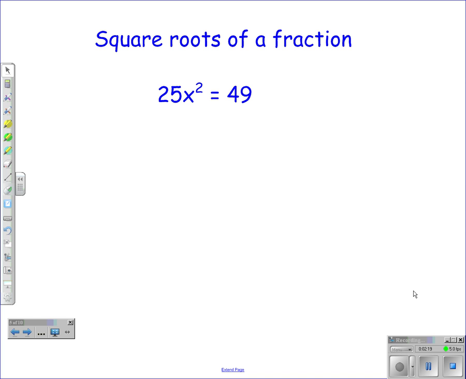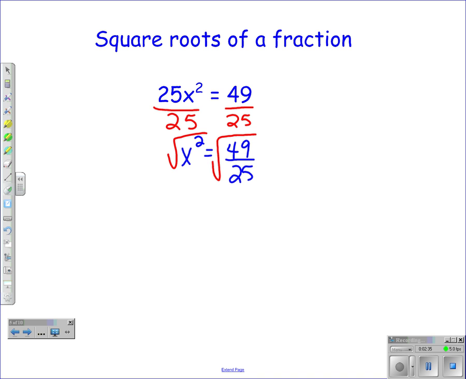Working with fractions, we have to get x squared all by itself, so we will divide by 25 on both sides. This leaves us with x squared is equal to 49 over 25. And again, we are taking the square root of both sides. The square root of that fraction is the same thing as the square root of the numerator over the square root of the denominator. So when you are writing your answer, you will have 7 over 5, and don't forget, we need a plus minus sign in front of that. The square root of 49 over 25 is plus minus 7/5.